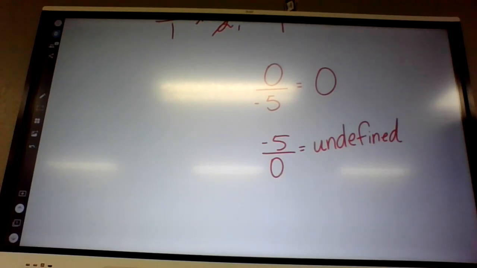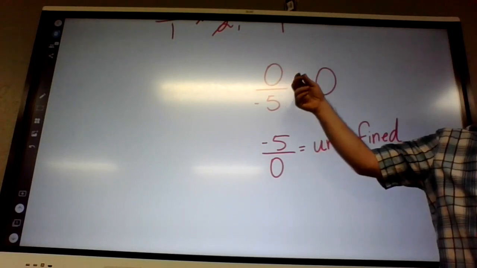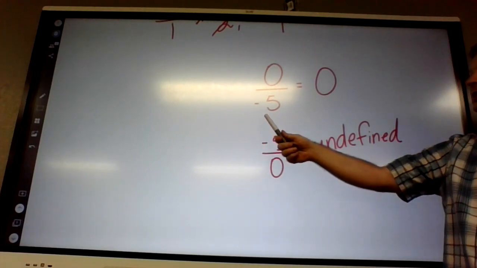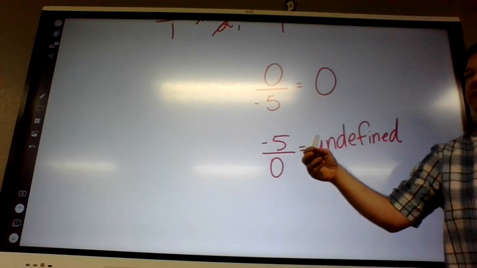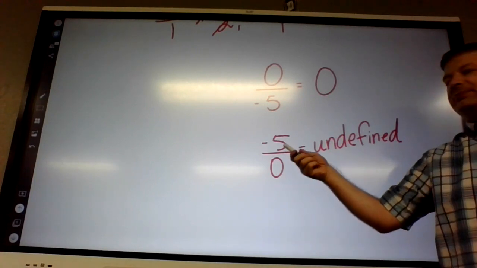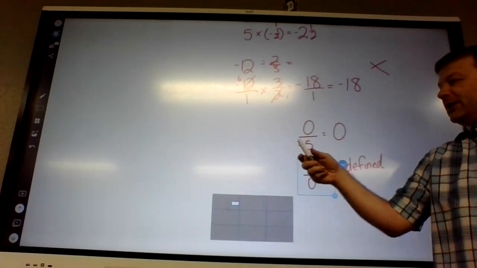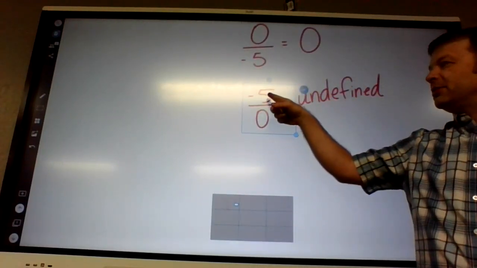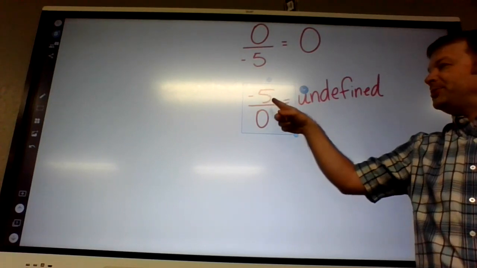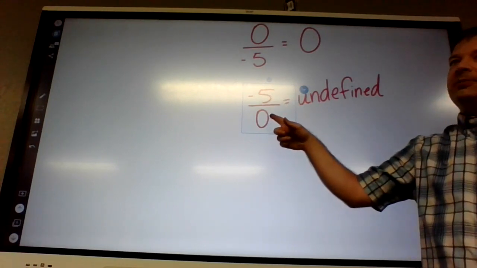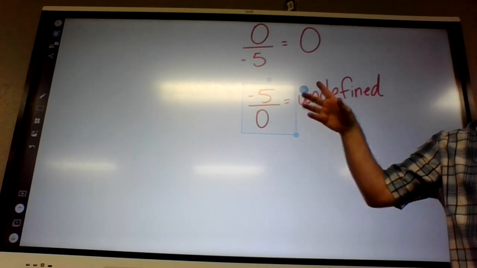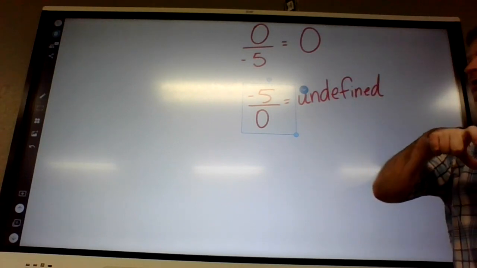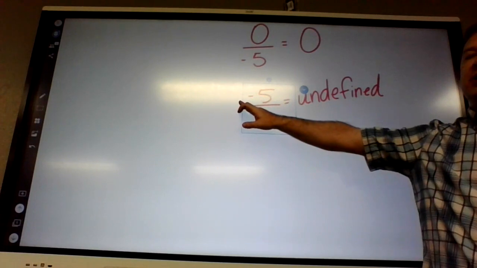Error. Doesn't work. So the first one is like saying if you have 0 cookies and you split it into 5 different people, how many cookies does each person get? 0. This one is saying like if you have 5 people, well, the negative would be like maybe a money thing, but if you have 5 cookies, and you split it among 0 people, how many cookies does each person have? Okay, question doesn't make any sense because there are no people. Does that make sense? So dividing by 0 never works.